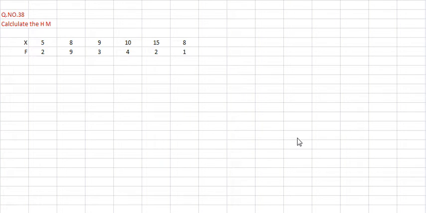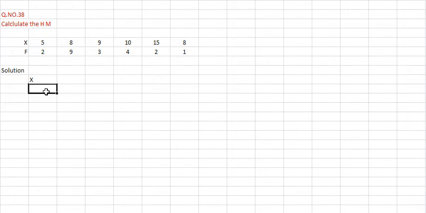Hello. Solution of question number 38. Question number 37 was the question of geometric mean based on ungrouped data or discrete series. Similarly, you have to solve this now. This question is based on harmonic mean, using the same method, that is, ungrouped data.